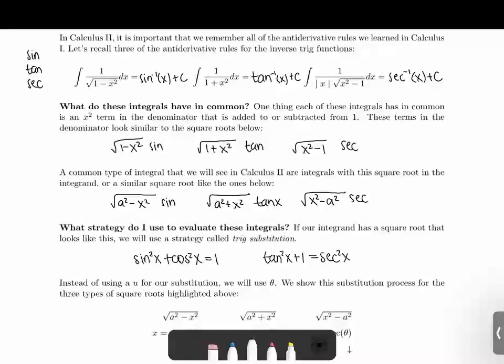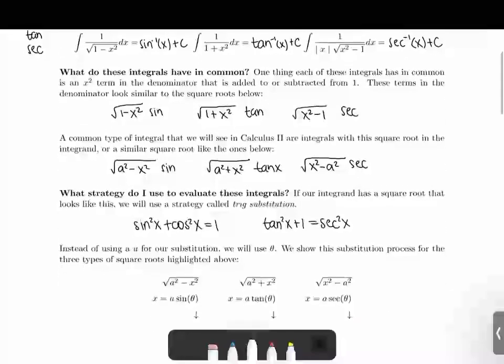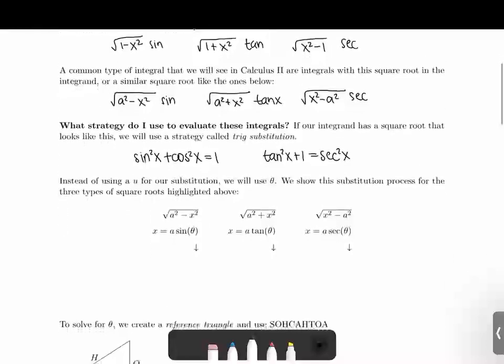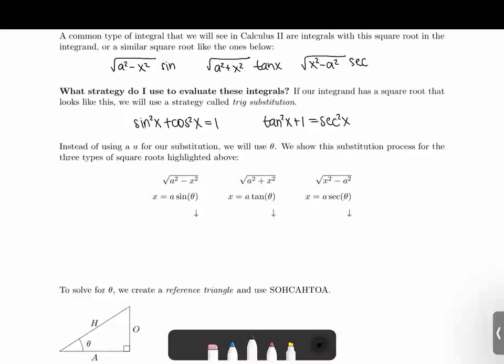So we're going to use these two identities to help us figure out what trig substitution is and how to use it. So as it sounds, trig substitution is going to be a substitution. However, we're going to use theta instead of u for this substitution because we're going to have to do something with angles. So whenever you see that Greek letter theta, that tells you we're going to have to do something with angles. In particular, we're going to have to use something with SOHCAHTOA, which comes from geometry.